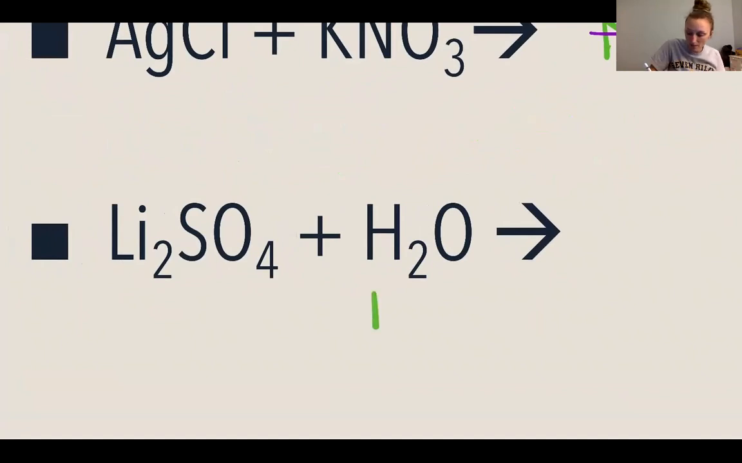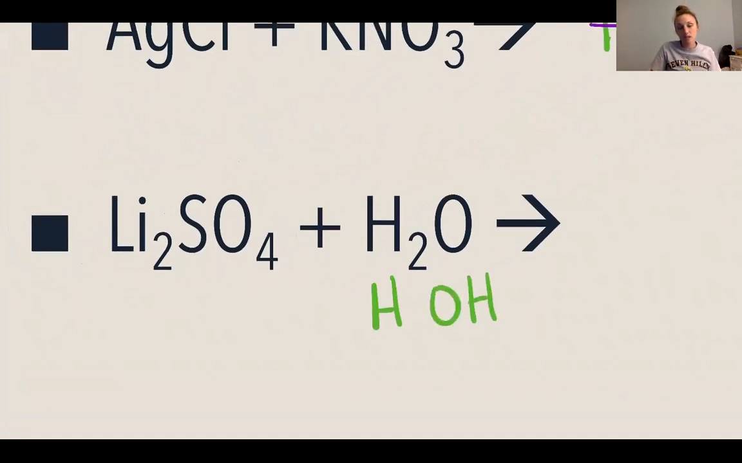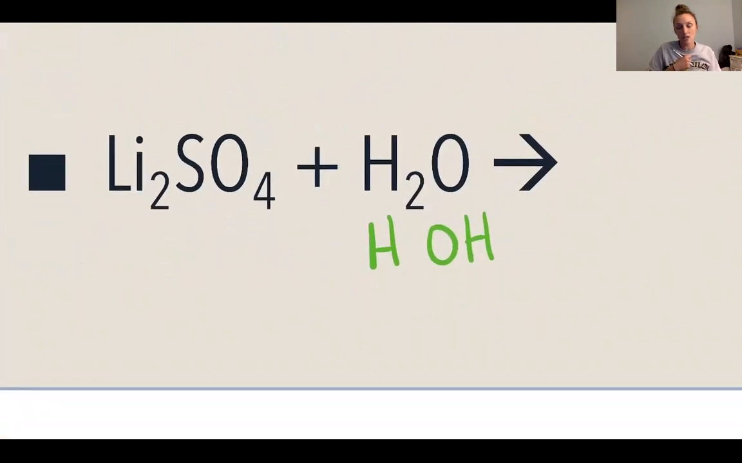So I'm going to break this apart into hydrogen hydroxide, just like we've done in other situations this year. Hydrogen has a charge of +1, hydroxide has a charge of -1. While I'm at it, if I split my first compound, lithium has a charge of +1, sulfate has a charge of -2. So combine my inner, combine my outer.